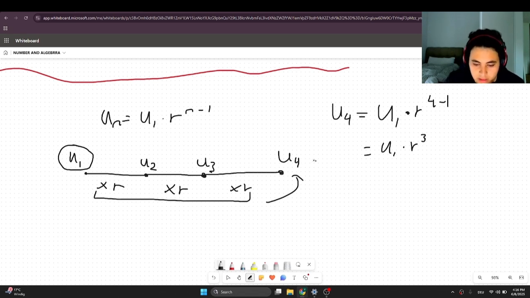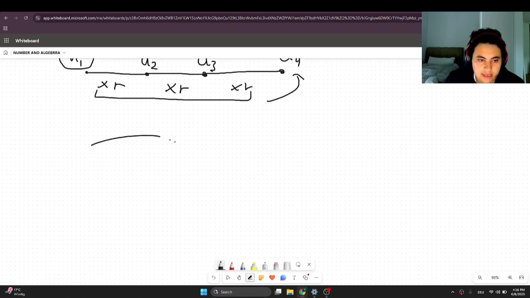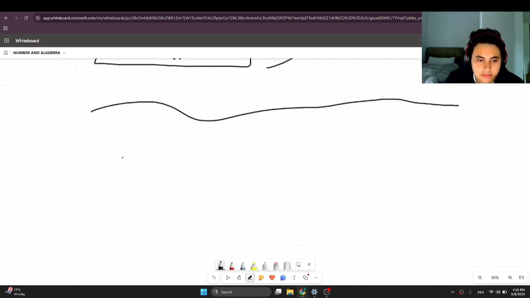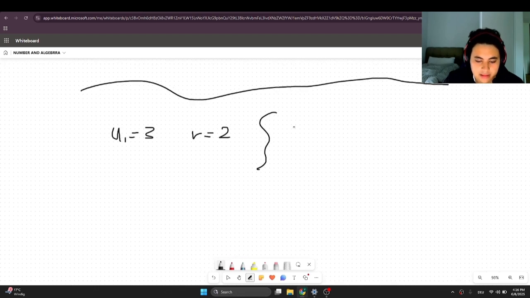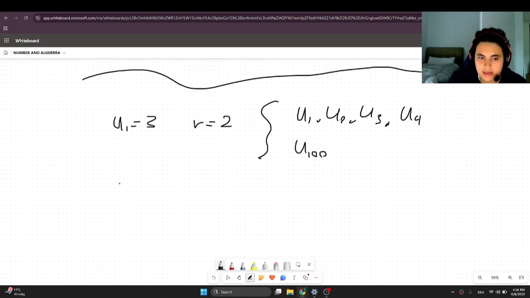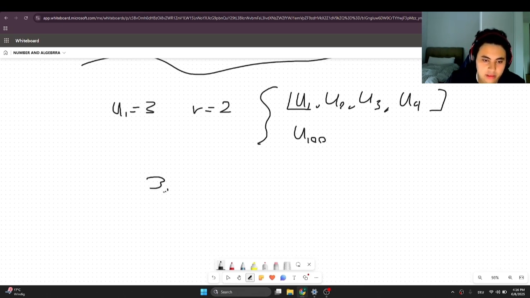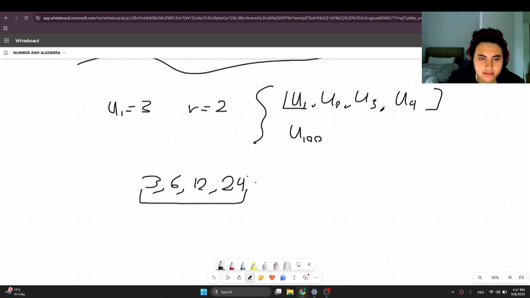Let's try out a question. In a geometric sequence, it's given that u1 is equal to 3 and that r is equal to 2. They are asking us to find the first 4 terms, so u1, u2, u3, and u4, and then the 100th term, u100. For the first one, we can simply write 3, and then multiply by 2. So 3 times 2 is 6, then multiply by 2 is 12, then another one, 24. Those are the first 4 terms of the sequence. That's question number 1 done.